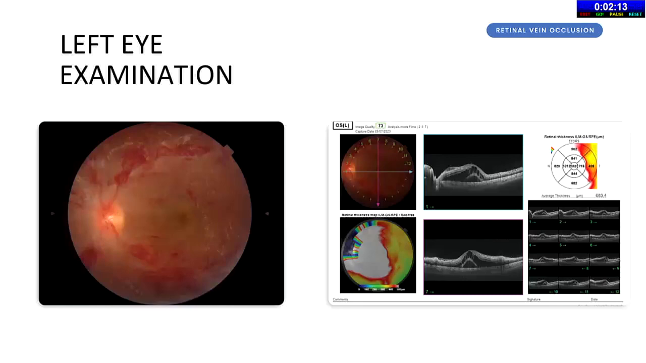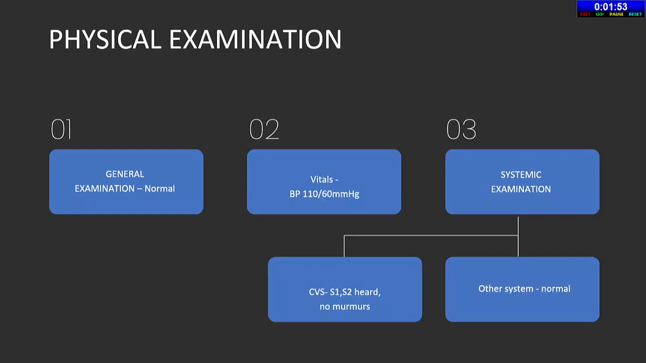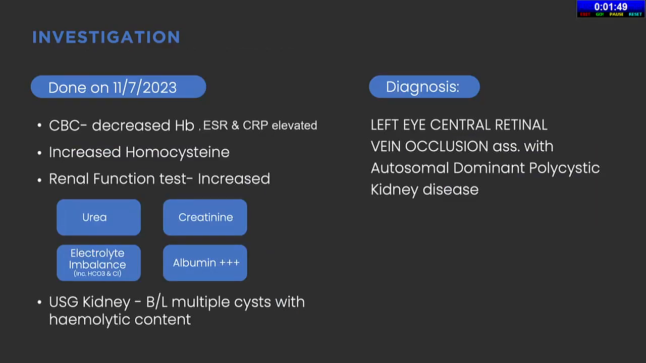Left eye fundus showed blurred disc margin with hyperemia, dilated tortuous vessels, flame-shaped hemorrhages and cotton wool spots in all 4 quadrants. A left eye OCT was done which showed cystoid spaces and increased accumulation of intraretinal fluid, suggestive of macular edema. BP was within normal limits and general and systemic examination was normal.